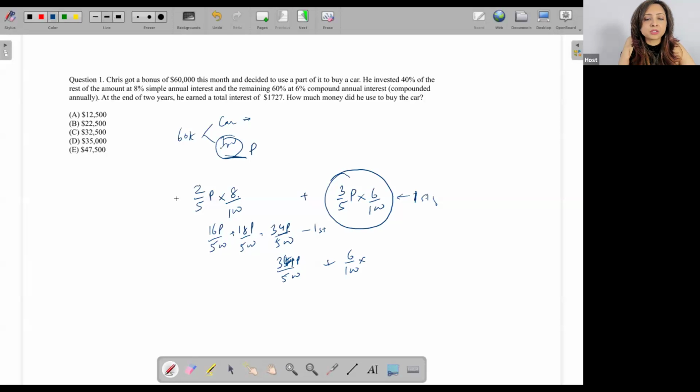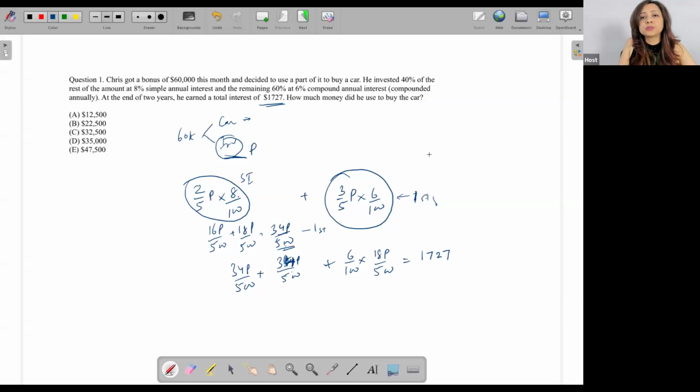This other part was simply simple interest only. So this is 6% of 18P by 500. Now, when I add the entire amount, this 34P by 500 of the second year, this 34P by 500 of the first year, and this 6% of the compound interest that was generated in the first year, the total comes out to be 1727. At the end of 2 years, he earned a total interest of 1727.